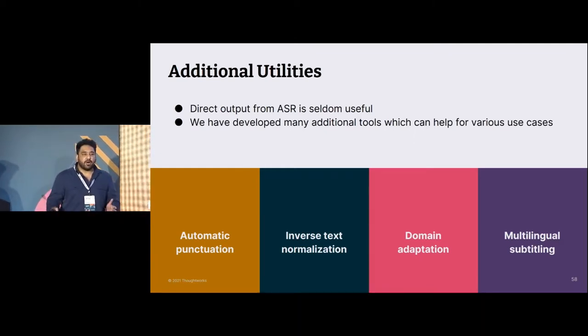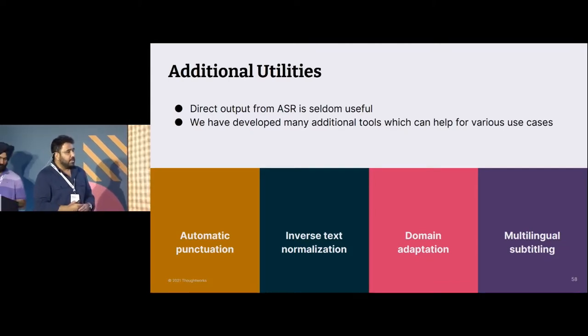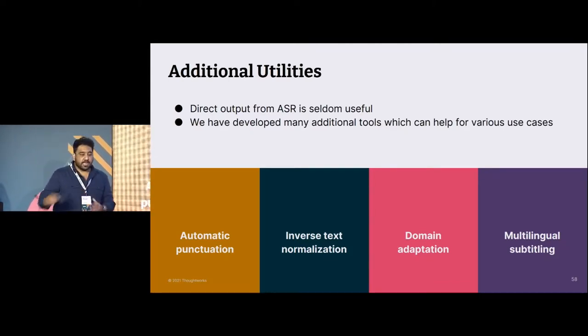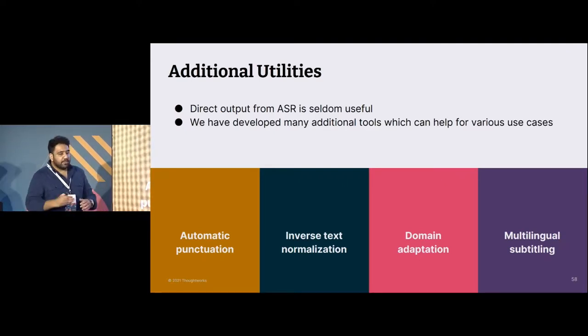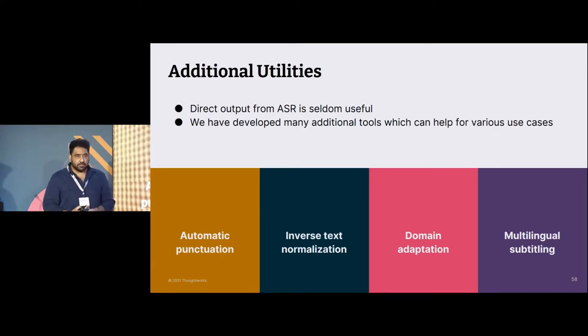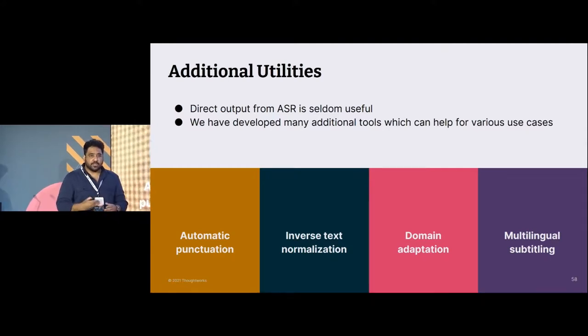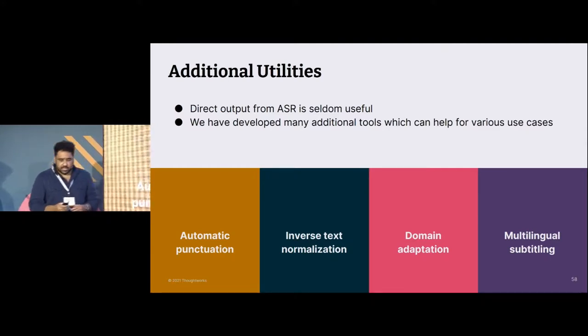So ASR is one part. You have created a lot of models. You have generated a lot of data. With less data, you can train models in different languages. But there are different utilities as well, right? An ASR output by itself is not very useful. If you dictate a 10-minute audio to it, it will just be a blob of text which you might not understand, even the machine cannot understand, right? So we developed a bunch of utilities around it so that the output is more readable to the user. The user experience is enhanced, right? And things like automatic punctuation, inverse text normalization, domain adaptation, I'll talk about each of these.